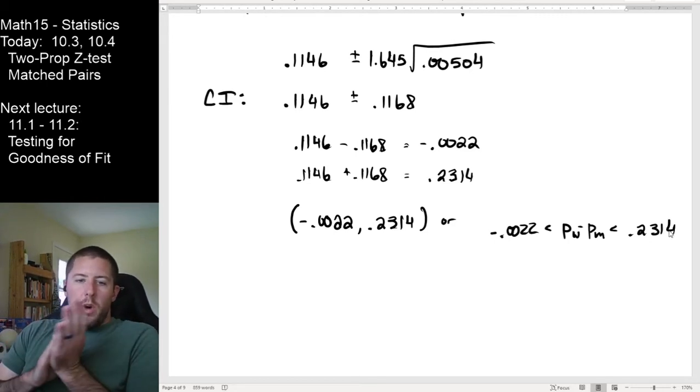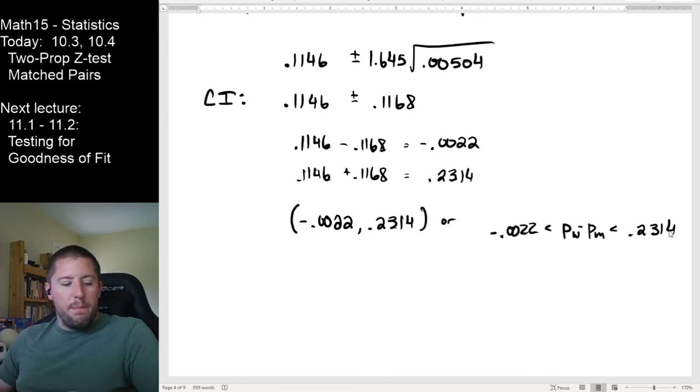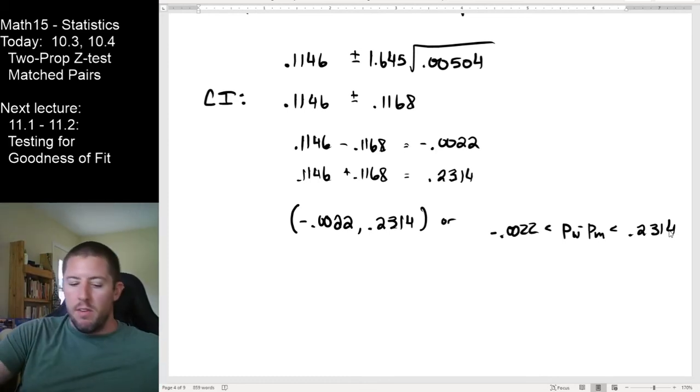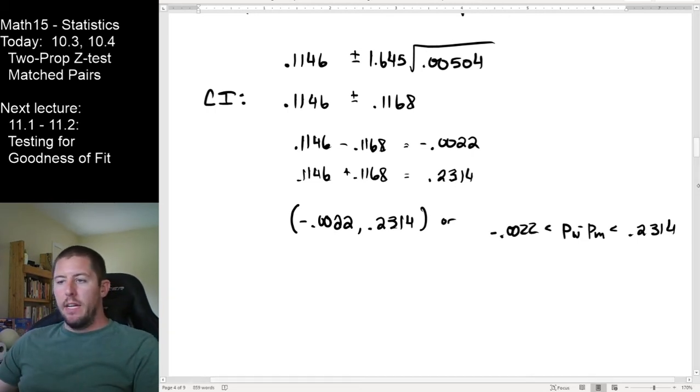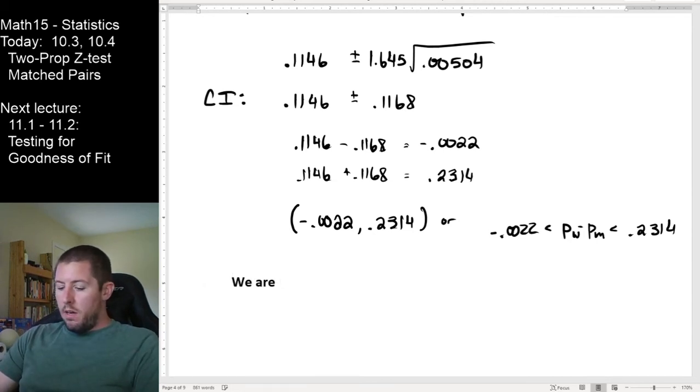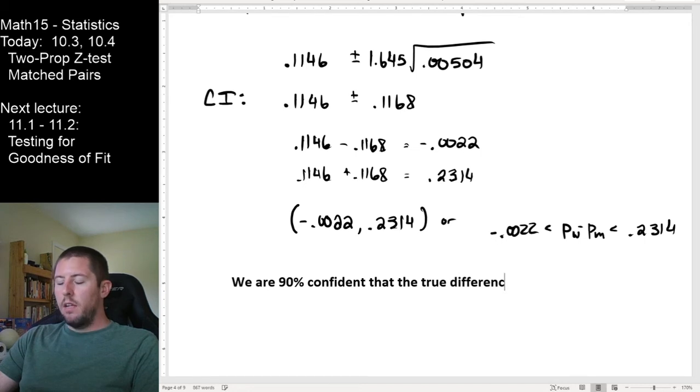So our question was, what is the true difference in proportion between the number of women that vote and the number of men that vote? And what we ended up finding here, and again, the order of our subtraction is actually important here. So let's say that was a 90% confidence interval. We are 90% confident that the true difference, hold on, let me rephrase this.